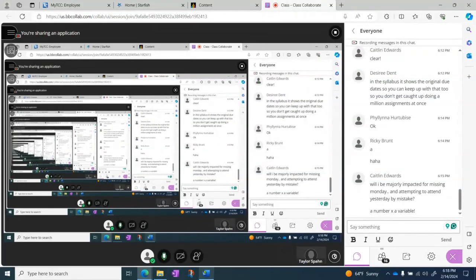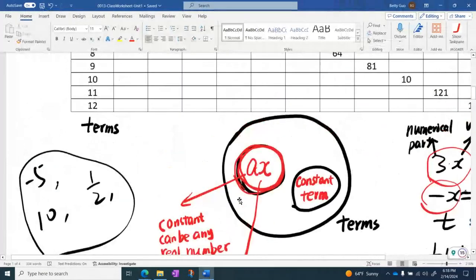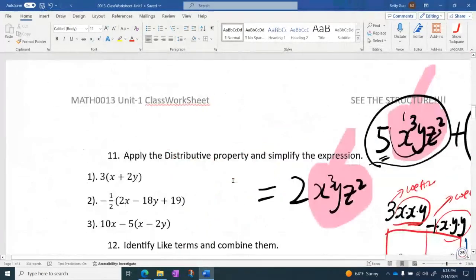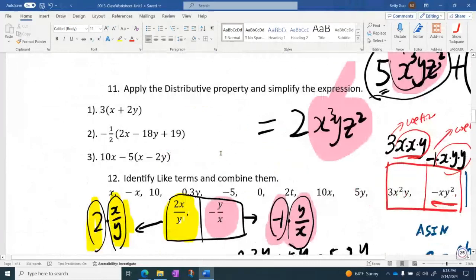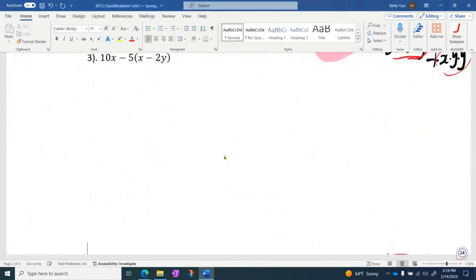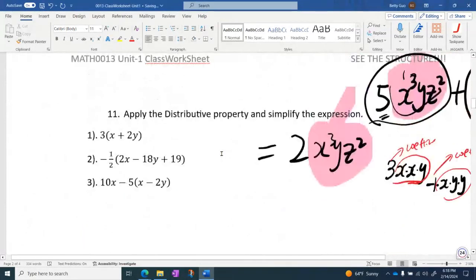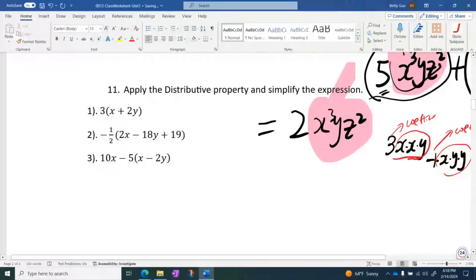Okay, so let's start today's lecture. We're gonna learn distributive property, okay? Distributive property. Firstly, I'm going to explain what is the distributive property and when do we use it and how do we use it.